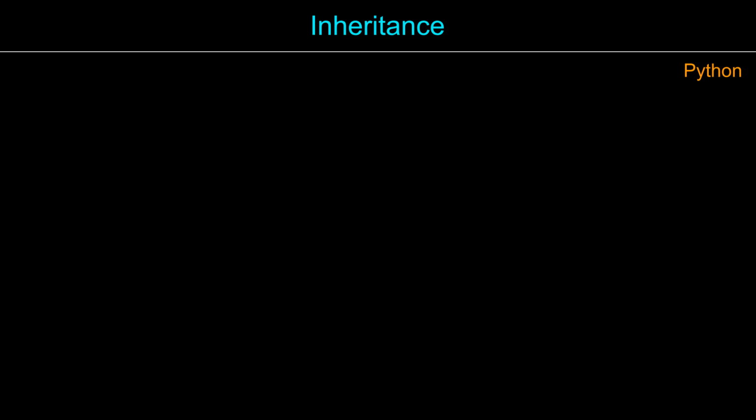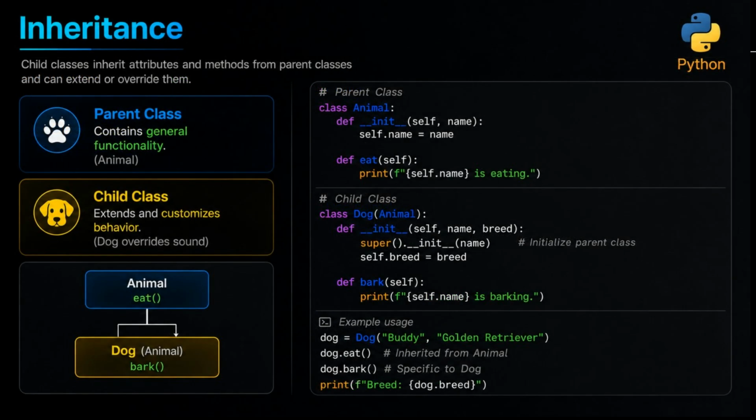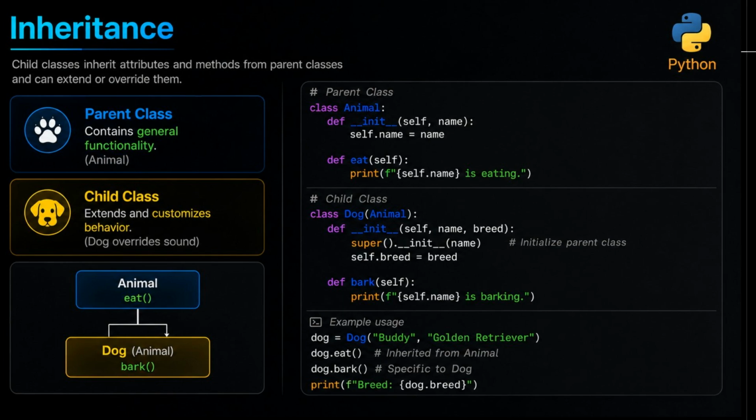And here's the same inheritance pattern in Python. Dog inherits from animal using super().__init__ to properly initialize the parent class's name attribute before adding its own breed attribute and bark method. Same structure as Java and C++, with Python's explicit super call handling the parent initialization.